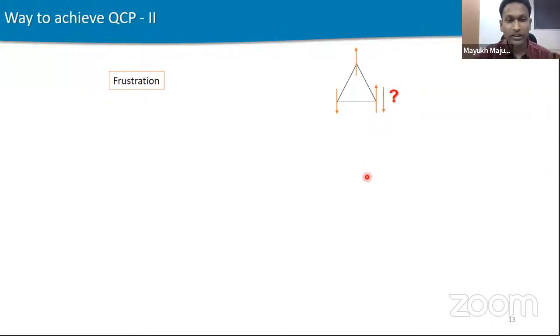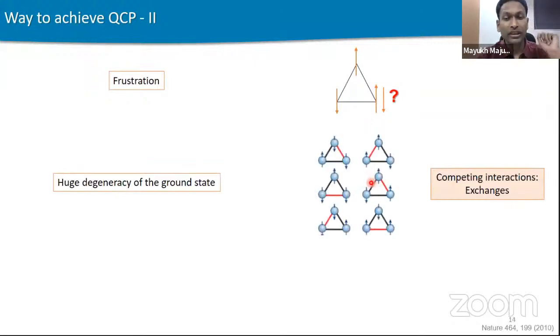In this situation, the ground state has a huge degeneracy. For this particular simple example, you have 6 different spin configurations that all have the same amount of energy. Thus the system doesn't know in which configuration it should align itself. As a result, there won't be any long-range magnetic ordering, even down to very low temperature.